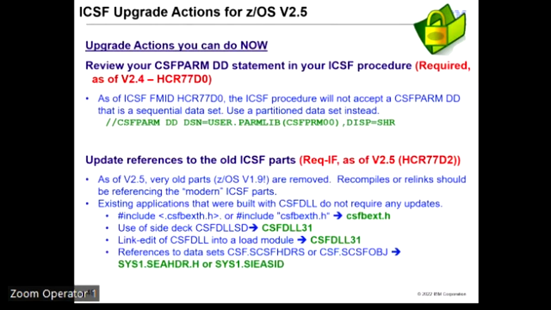And you don't need to recompile. You don't need to relink. That's not a requirement. However, if you want to recompile or relink a crypto application that you have, and you are still referencing these really, really old parts, it's easy. All you have to do is reference the new parts. These are header files, the use of the side deck, and link editing. If you have it in the load module, there's a new name for the load module, and you just need to point to the BCP header file instead.